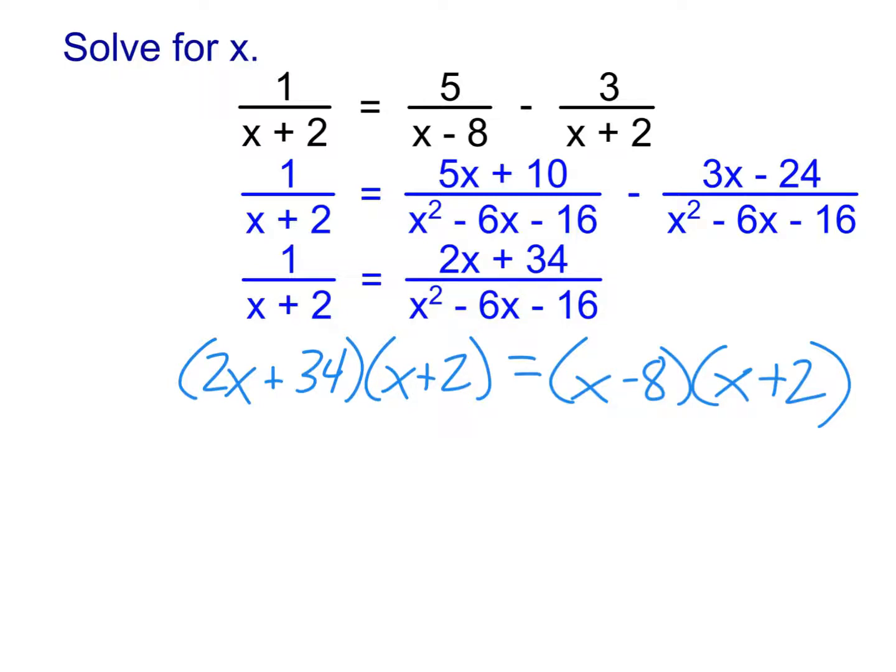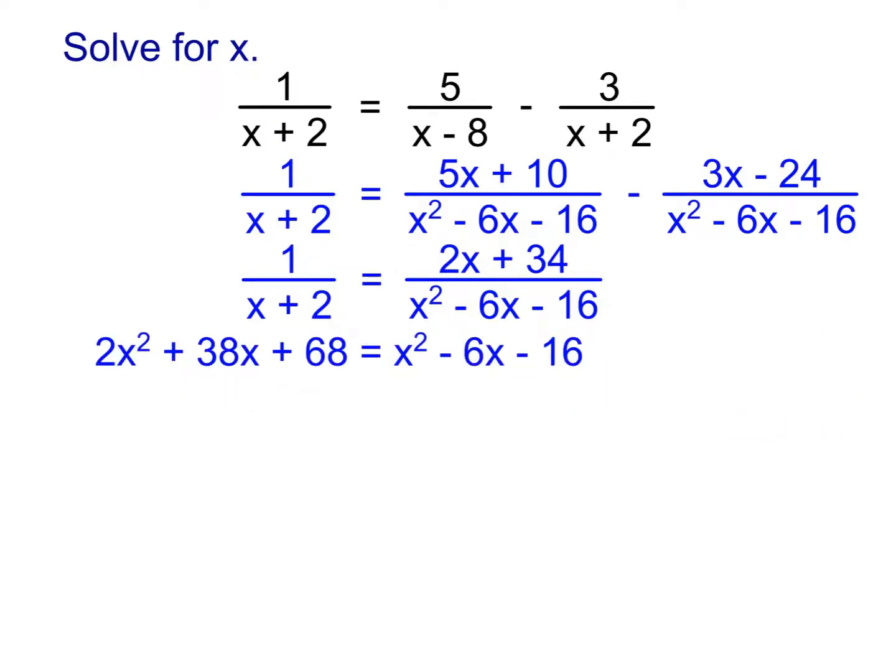So if you left it in factored form, which was fine to this point, we are now at the point where we're going to have to expand it out. So if you have not yet already multiplied these out, multiply everything in the first parenthesis by everything in the second parenthesis, so that we can then see what each of those expands to be. When you do that, this is what you should be looking at. 2x squared plus 38x plus 68 equals x squared minus 6x minus 16.